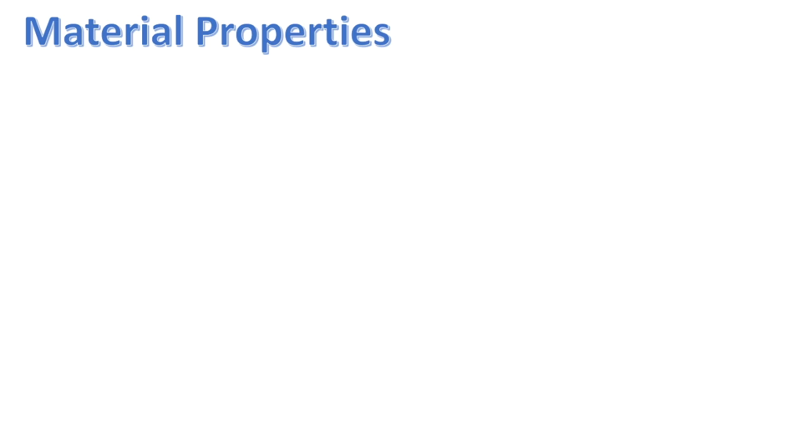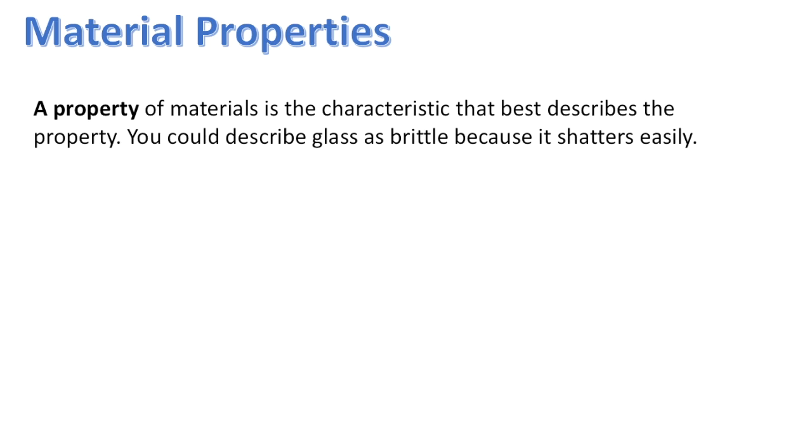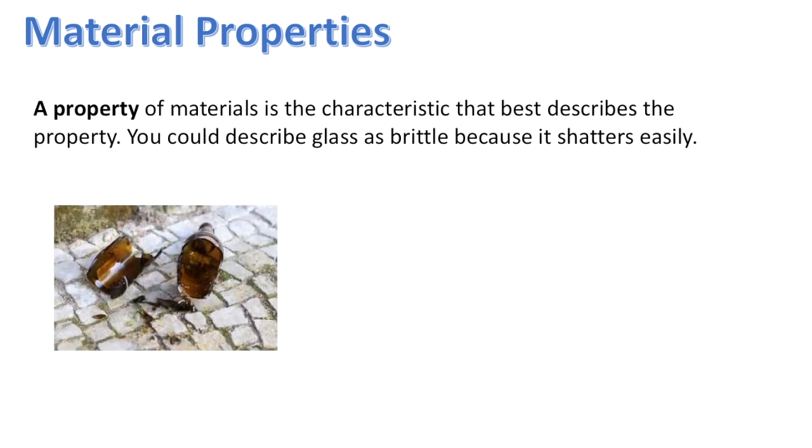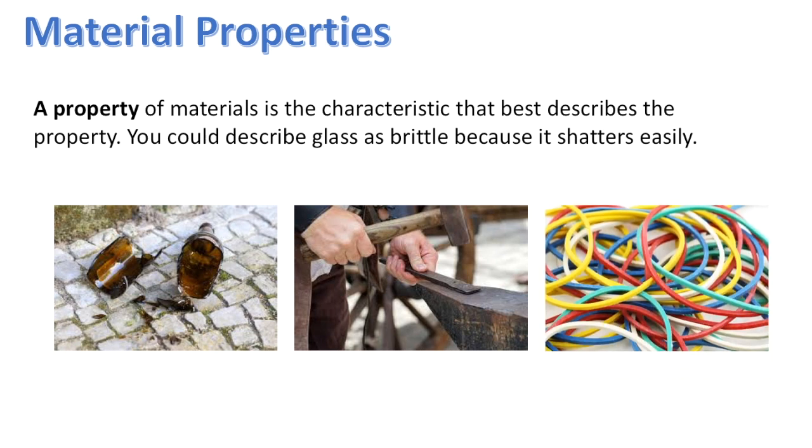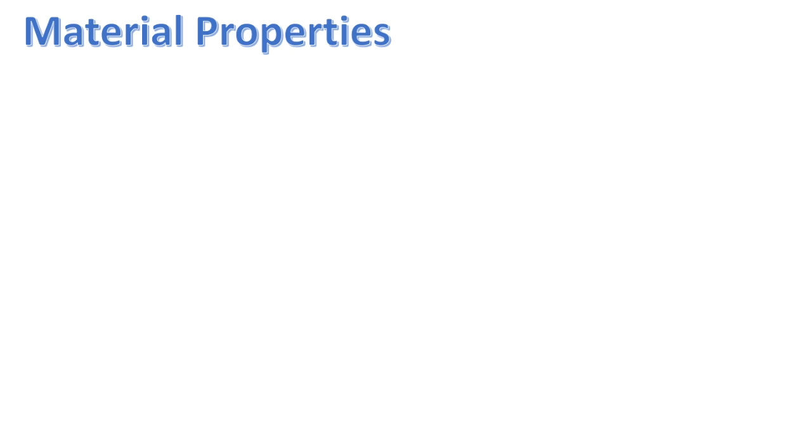Material properties are basically how different materials act or react to different forces. It's a characteristic that best describes the property. So you could describe glass as being brittle because it shatters easily. If you hit glass hard with a metal object like steel, it would break. Steel can be described as hard and malleable, and it can be hit with a hammer to make it into a different shape. Then you've got things like rubber bands that are described as being elastic. Once they're stretched, they return to the original shape after being released.